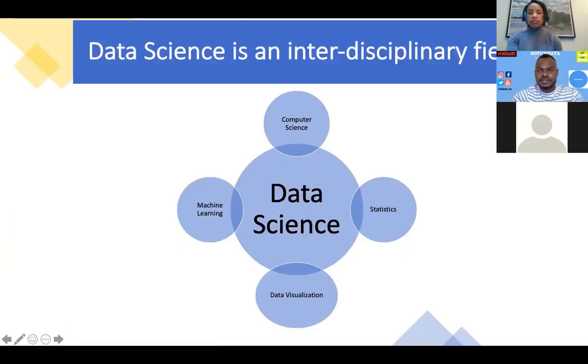Like I said, data science is an interdisciplinary field, right? And so it crosses different disciplines. It includes computer science, machine learning, statistics, and data visualization as well, and so many other areas. There's also communication skills when you're presenting to people and discussing your ideas, and that is very relevant.